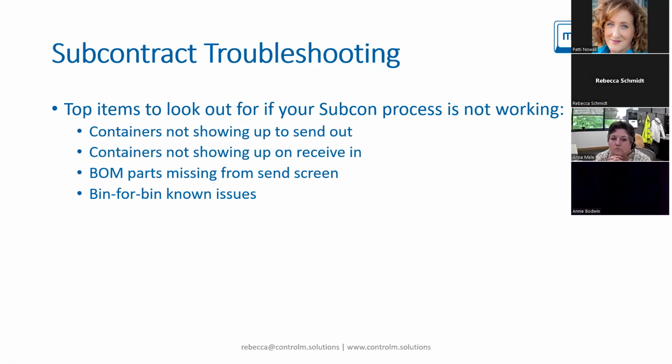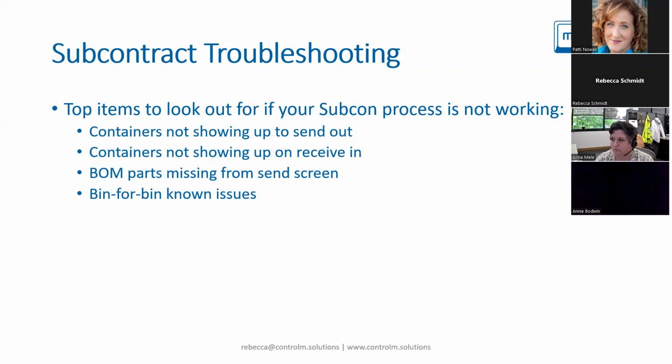For troubleshooting, some of the most often subcontract topics that need troubleshooting are things like containers not showing up on the send to subcontract screen. If this is the case, we would want to check and make sure the container status is set to OK and allow for production. We would want to make sure the container is at the prior operation to sending out for subcontract. And make sure the job has scheduled the subcontract operation or operations.